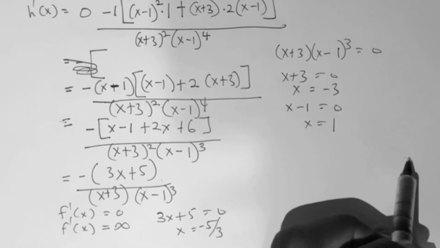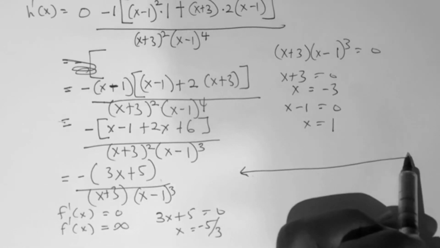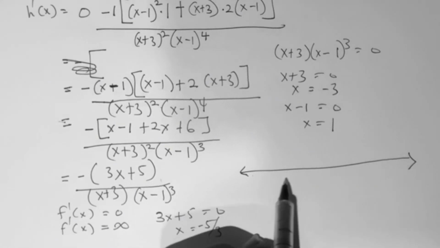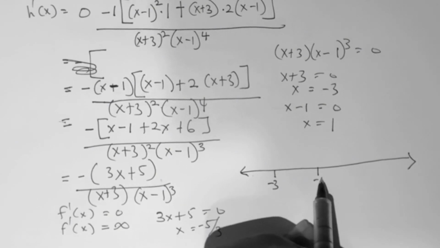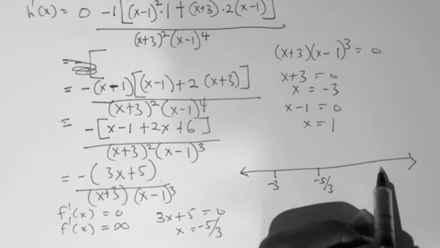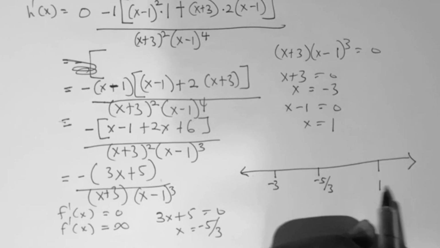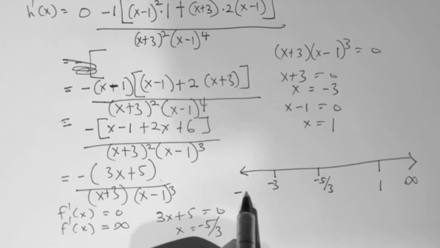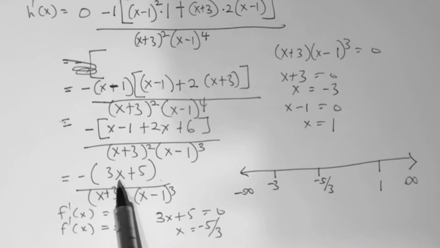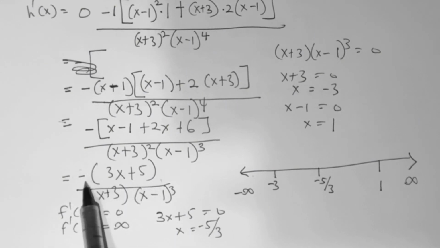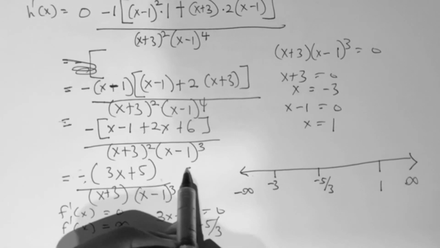So let's put that on a number line. So this is our number line. We have −3 here, −5/3, and then 1. So here is infinity, and here is minus infinity. So let's take values less than −3, for example −4. So now you see that there is already a minus here. So there is minus here.